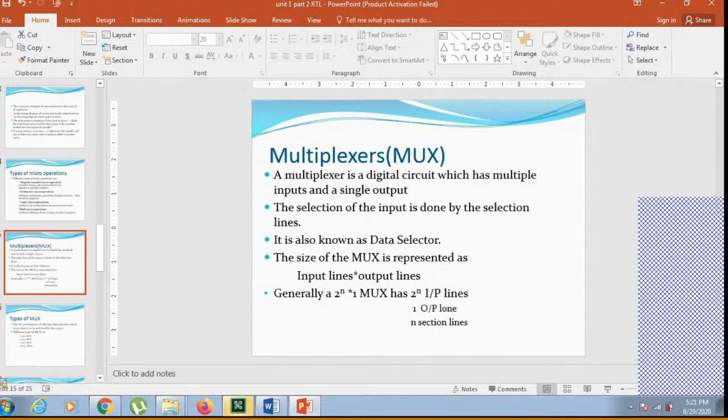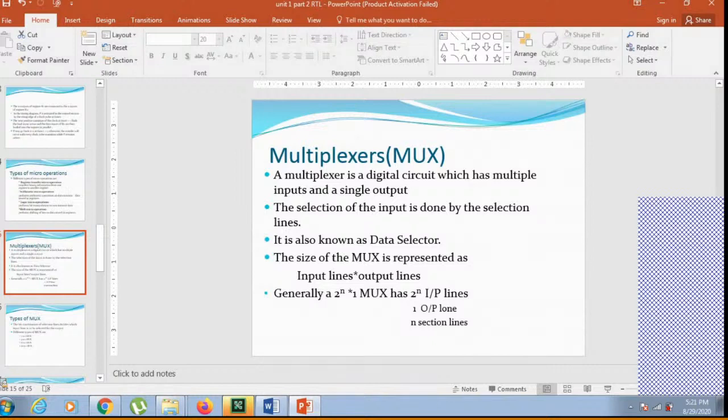And this is always decided by the selection lines. So your multiplexer contains input lines, an output line and selection lines. Multiple input lines, a single output line, and the number of selection lines always depends on the number of input lines.